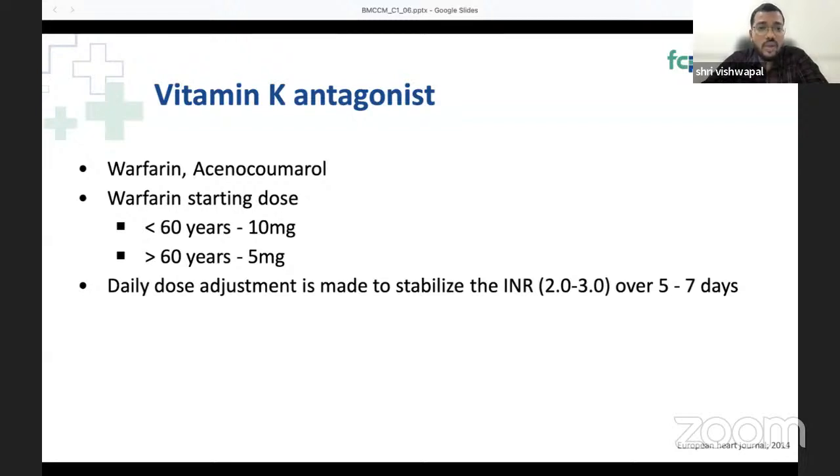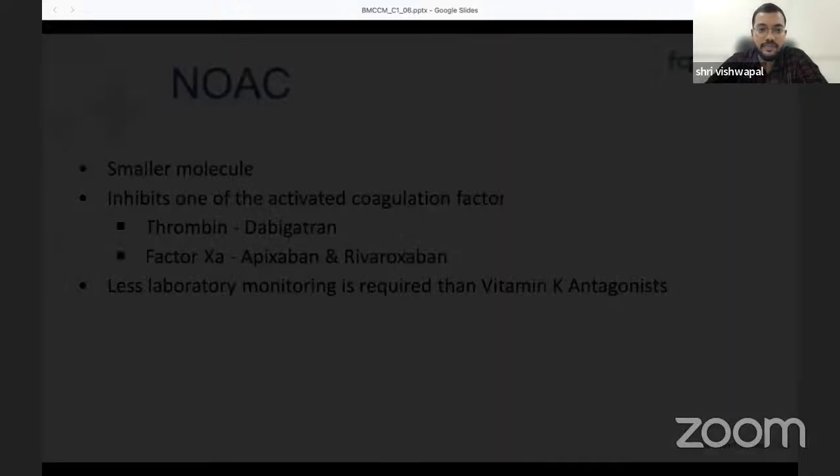So vitamin K antagonists include warfarin and acenocoumarol. Warfarin starting dose is 10 milligrams for patients with age less than 60, and if the patient is more than 60 years, you would start with 5 milligrams. Daily dose adjustment is made to stabilize the INR, that is around 2 to 3 over 5 to 7 days.